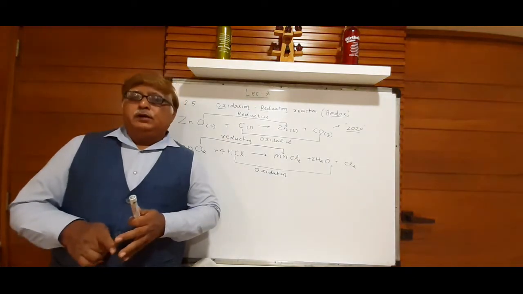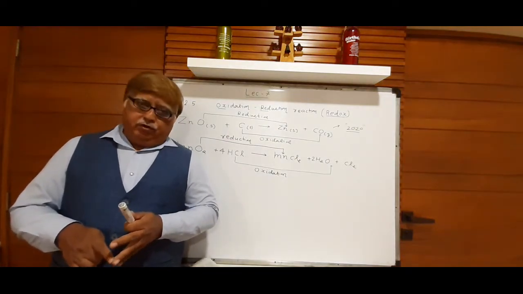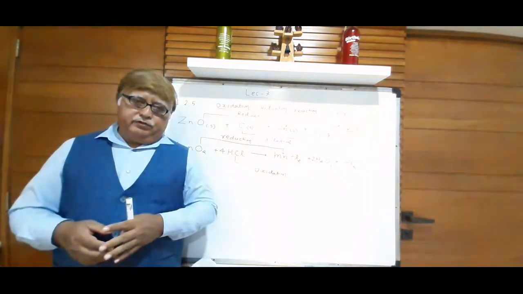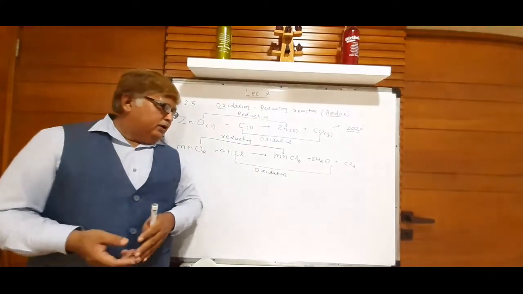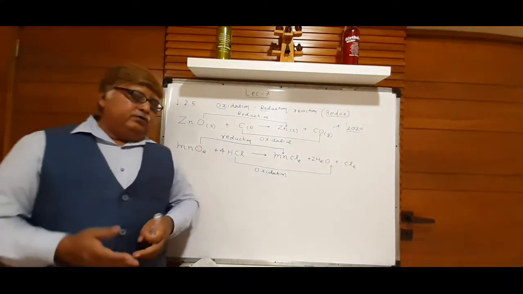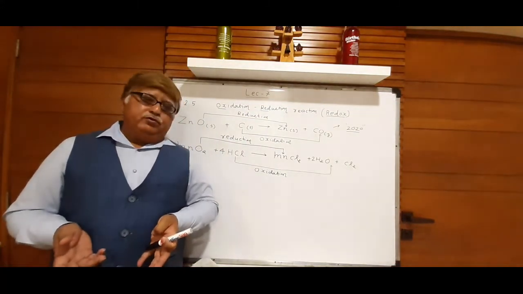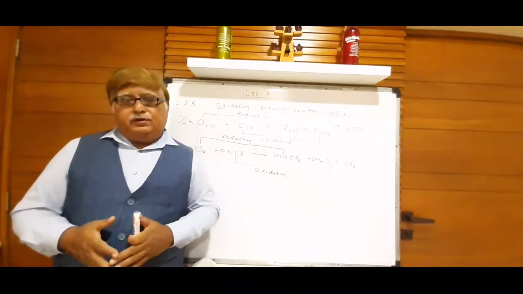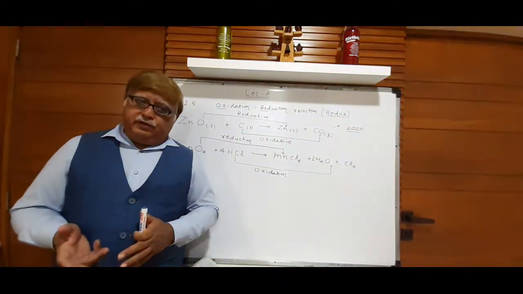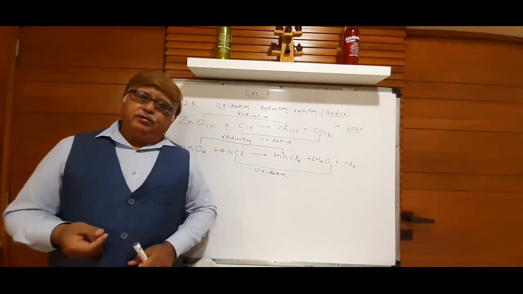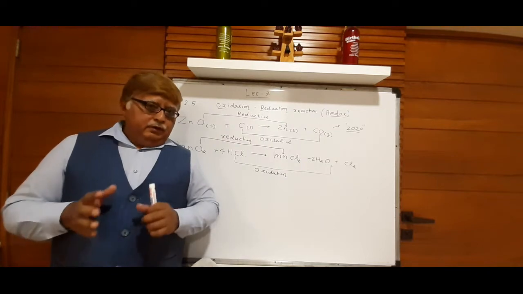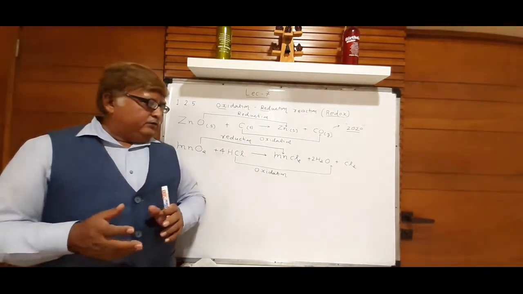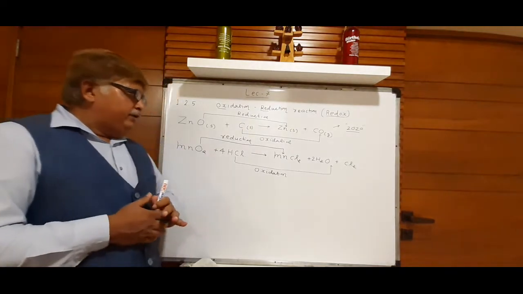One, that of copper oxide plus hydrogen gives copper plus water. Another one, zinc oxide plus carbon gives zinc plus CO. Another, MnO2 plus 4HCl gives MnCl2 plus 2H2O plus Cl2. All three equations I have written here are ultimately examples of redox reaction. You understood this? Okay. So I suppose the topic of redox reaction has been clear in your mind.